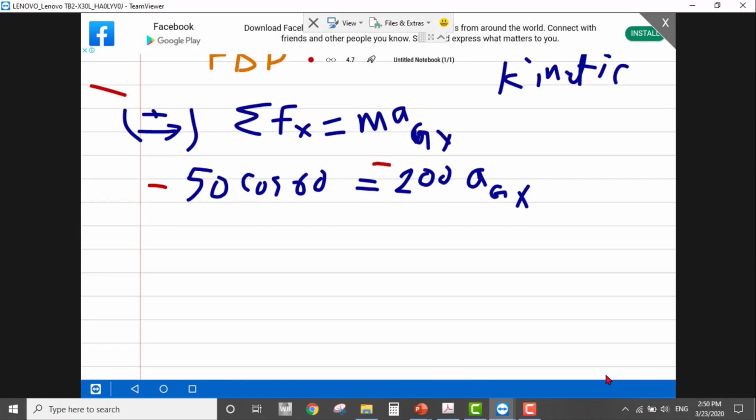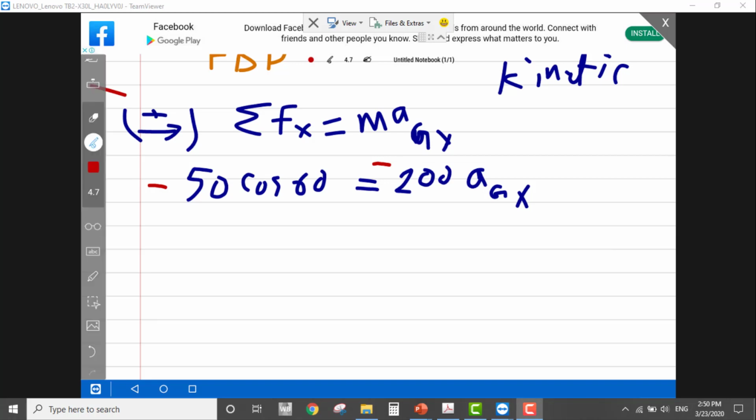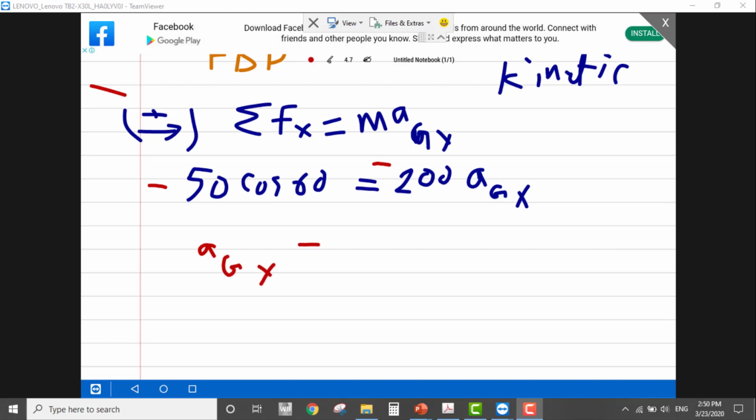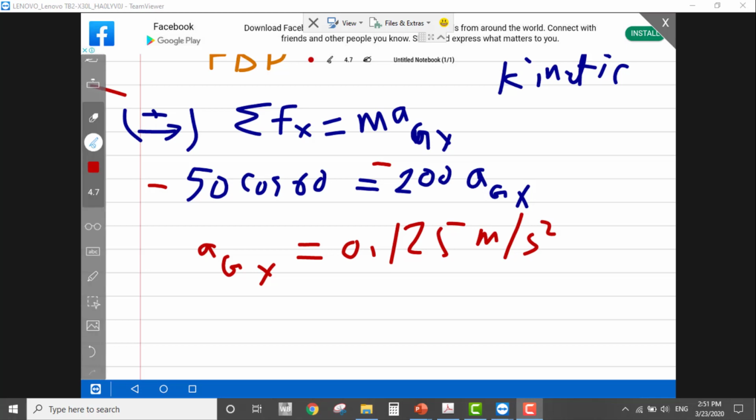So from here we can calculate the acceleration. So acceleration of the centroid toward the x-axis equals 0.125 meter per second squared. Okay. Now let's continue.